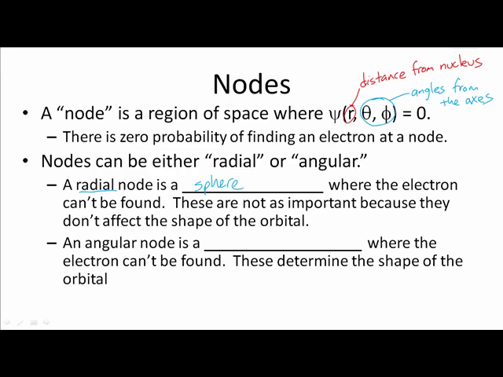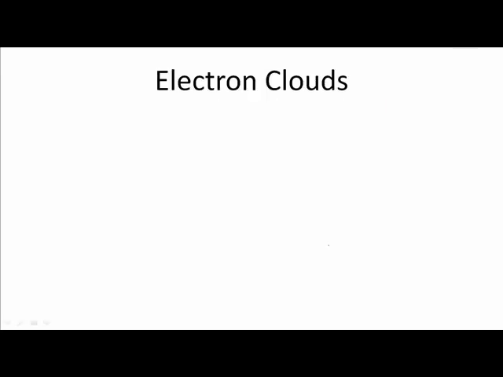And then angular nodes are going to be planes. So it's going to be a certain angle where you don't find the electron. So it'll be planes or cones. And those boundaries essentially set what the orbital is going to end up looking like. Okay. So the idea is we have these nodes. These nodes are kind of boundaries that set where things go.